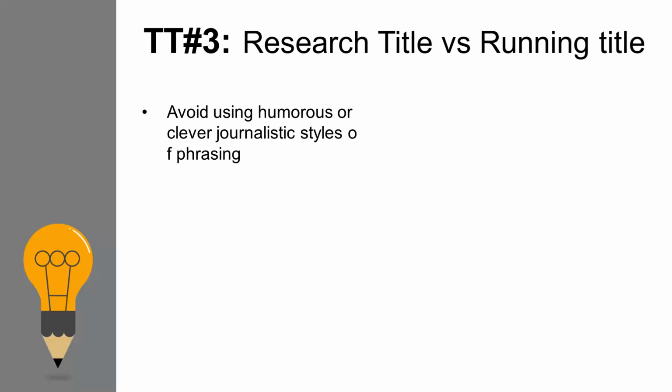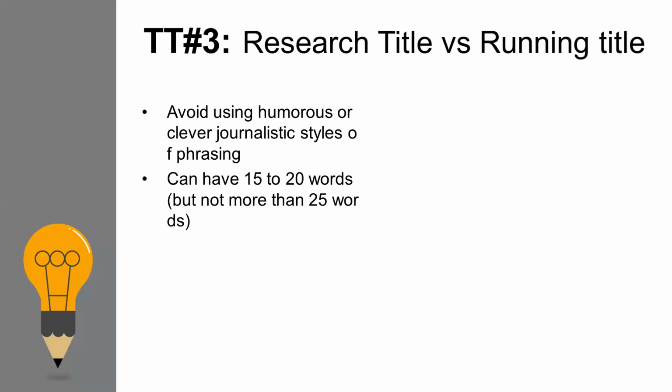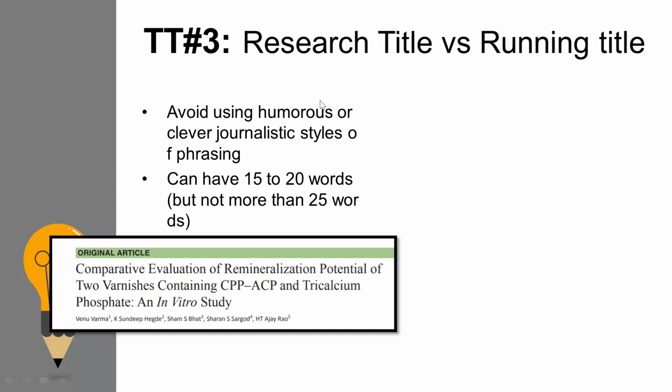Avoid using humorous or clever journalistic styles of phrasing when you're writing a research title. A research title can have 15 to 20 words, but usually not more than 25 words. So here you can see an example of a research title which talks about the variables used, which is the varnish and CPP-ACP and tricalcium phosphate. It has been compared for remineralization potential, and they have mentioned the type of study.